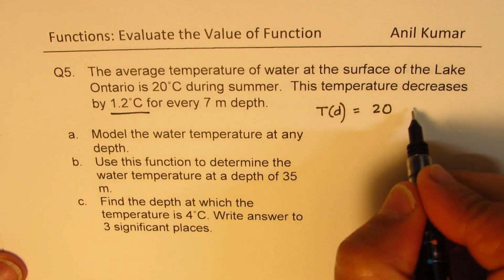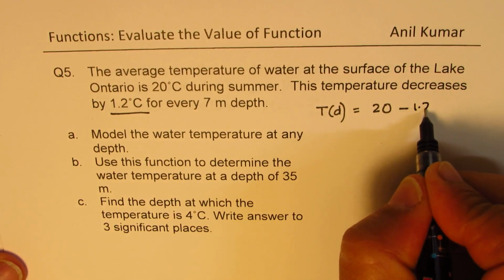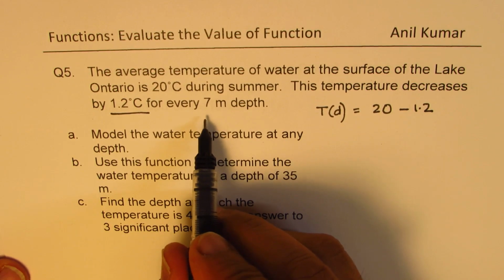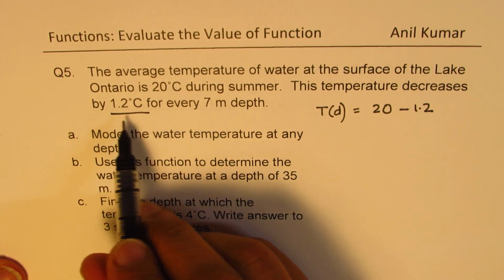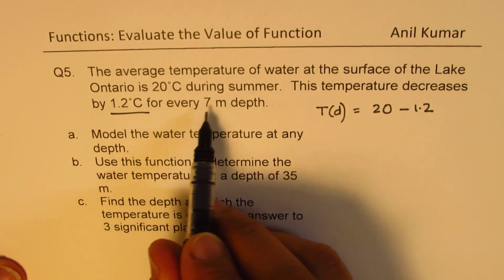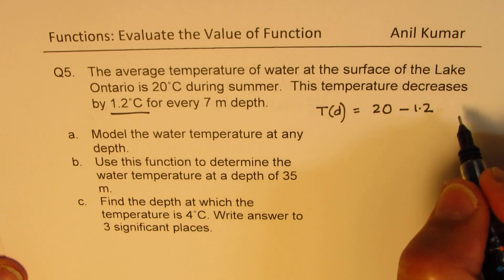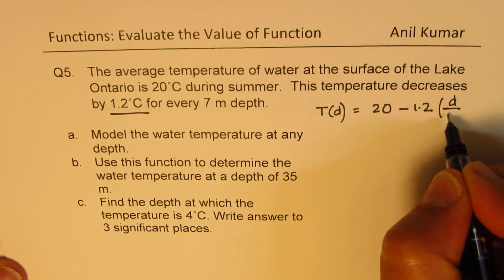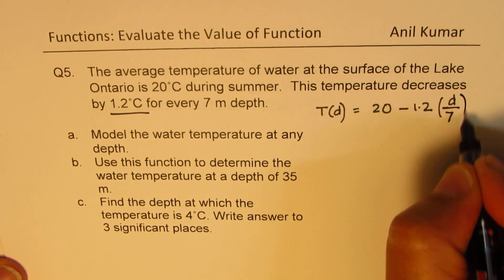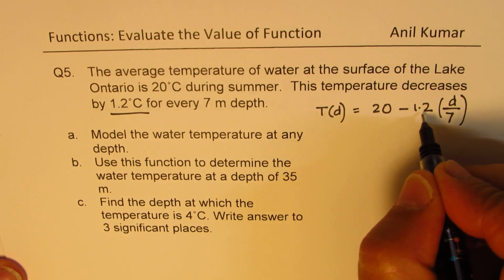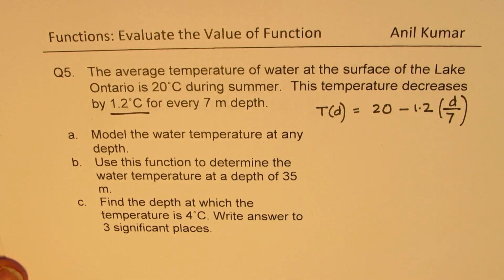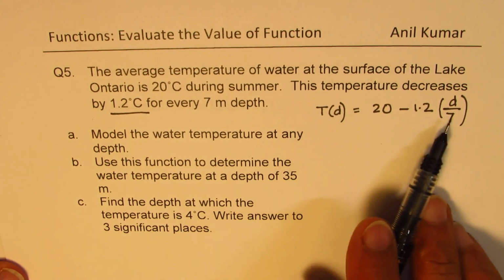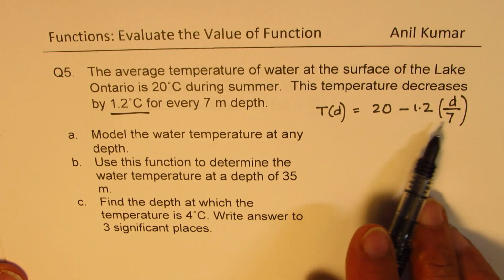This is a constant rate of 1.2, and it is 1.2 for every 7 meters depth, right? So for every 7 meters depth, not for every meter, right? For every 7 meters. So if the depth is 7, then it decreases by 1.2. Is that clear to you, right? So that becomes the equation, correct?